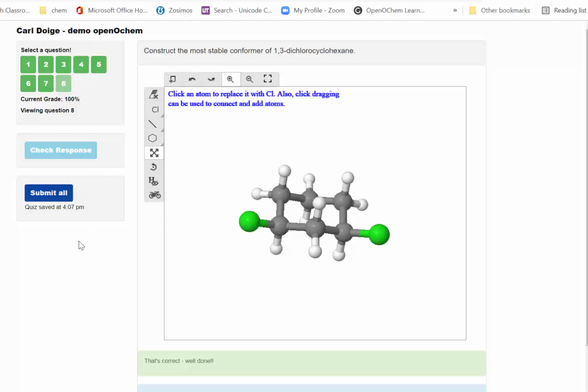To finish this assignment, you would click Submit All, although if you wait long enough, it would automatically save, and then you can see that your result is complete in your homework system. So hopefully this video has helped you see the different question types in openOchem and also see how to use the draw editor under different situations.